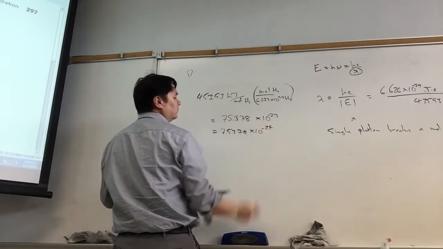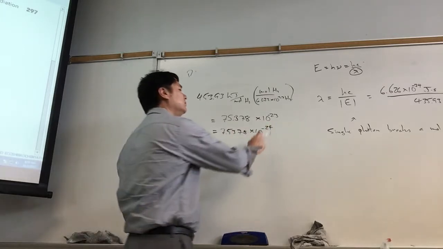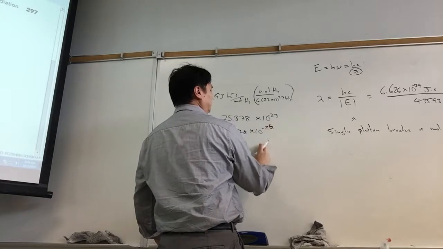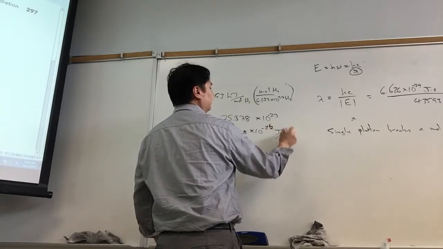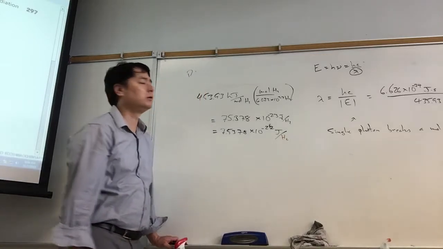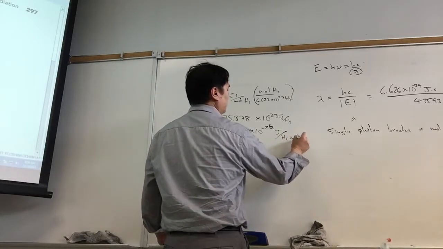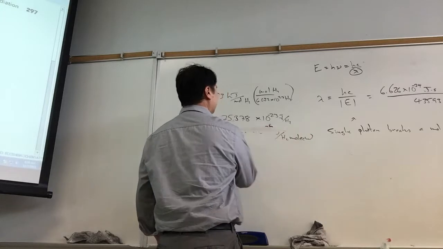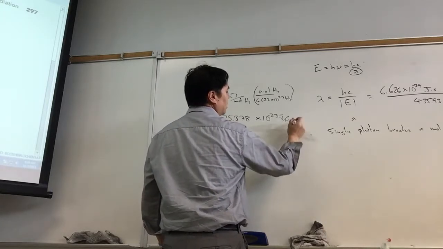Small. Is that right? No, 22. Joules per hydrogen atom or molecule. Actually, I don't need to change it. I'll just leave it. No reason to change it. Hydrogen molecule.